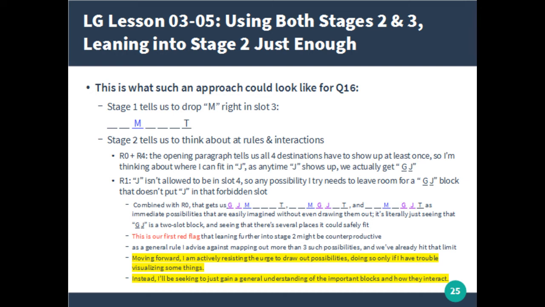But thankfully, this is a pretty straightforward ordering situation, so there's not a whole lot of visualization that I have to do. Instead of drawing things out and trying possibilities, the only thing I'm going to be doing is trying to gain or solidify my general understanding of the important blocks and how they interact.